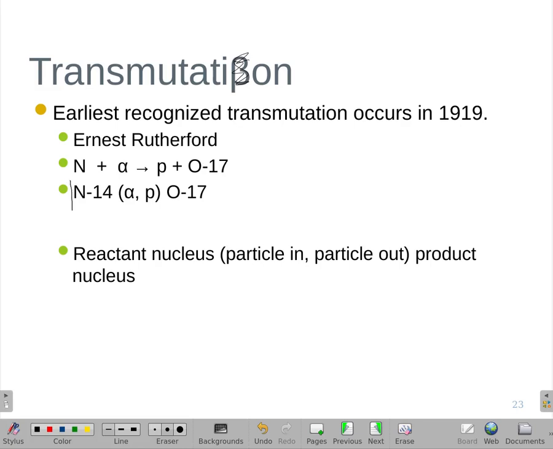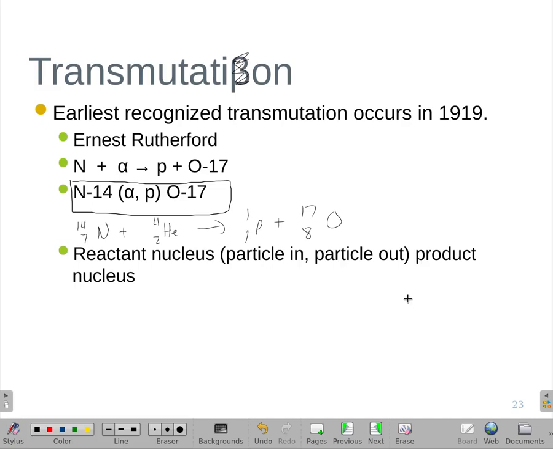Now, he actually made this little notation, what we see right here. And all that says is the reactant nucleus, the particle in, the particle out, and the product nucleus. So we do have a balanced equation that would look something like, let's see, 1, 1 for a proton, and then 14 plus 4 is 18. 7 plus 2 is 9. That's how that comes about. Oxygen-17.